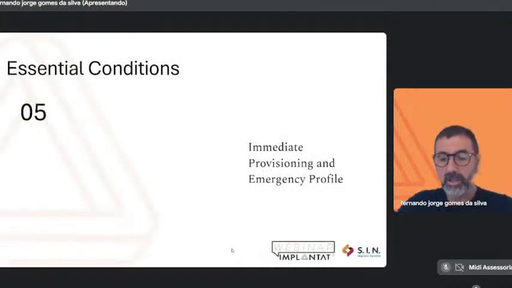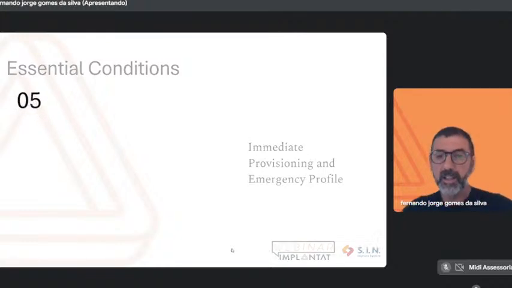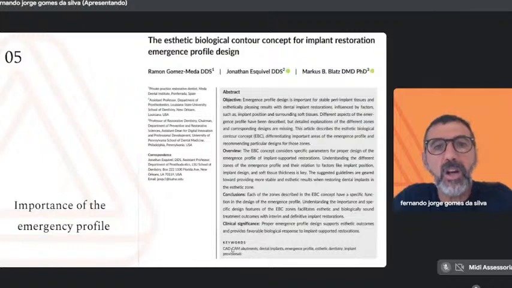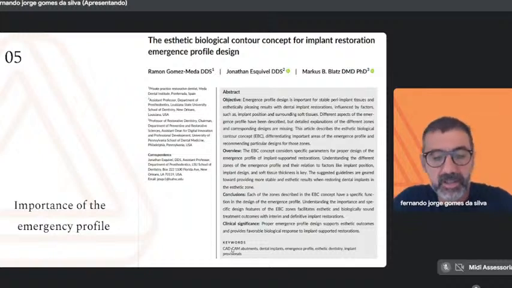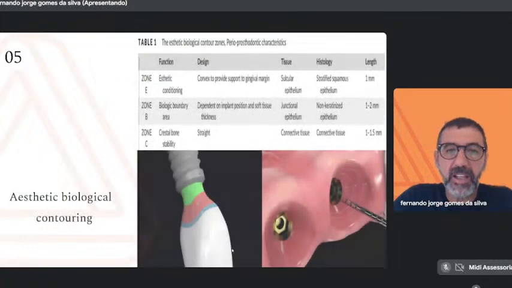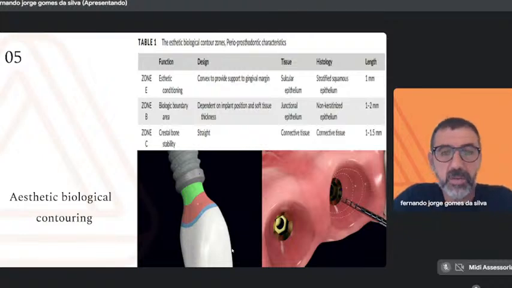And we go to point number 5, the immediate provisioning and emergence profile. Here, Gomez-Meda with Jonathan Skivel and Marcus Blatt defined the importance of the emergence profile with a study, the static biologic contour concept for implant restoration, emergence profile design. And they define 3 different regions, 2 different zones. So we have the CBE zones.